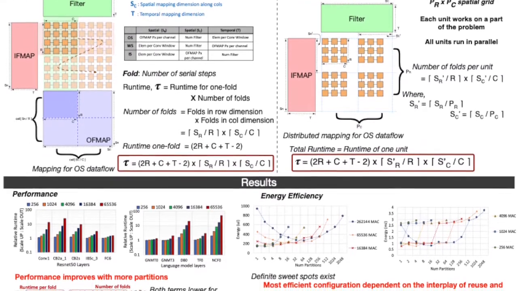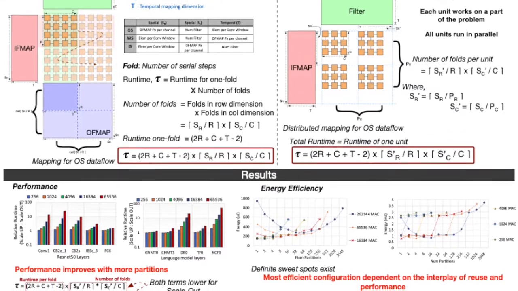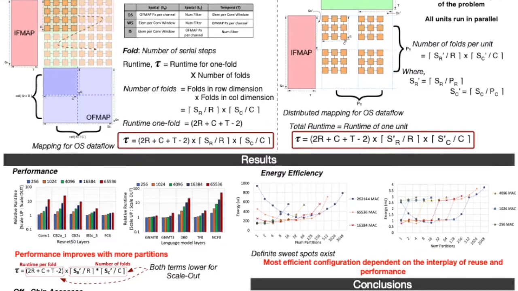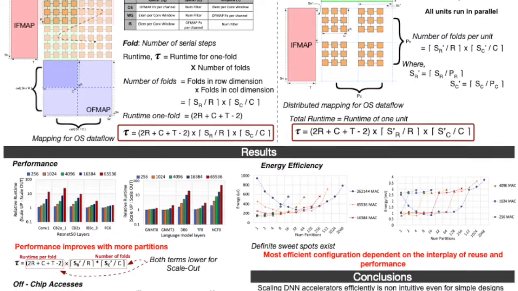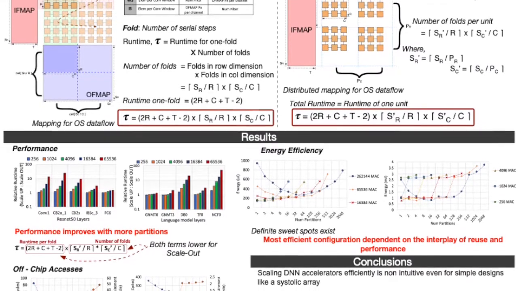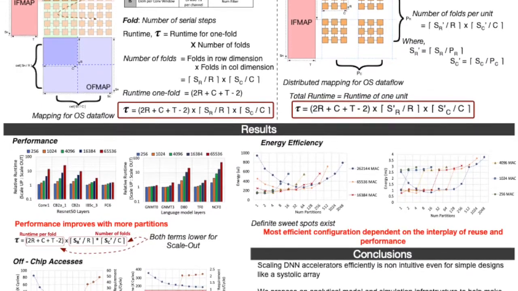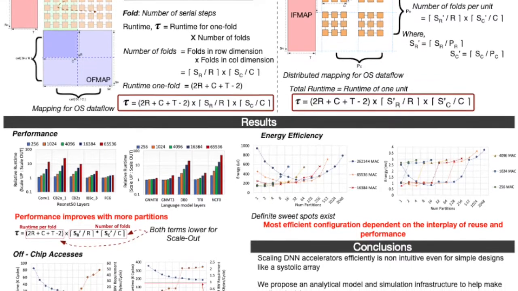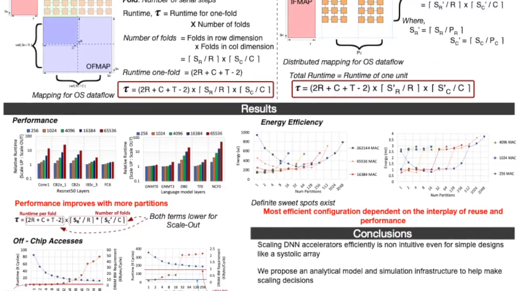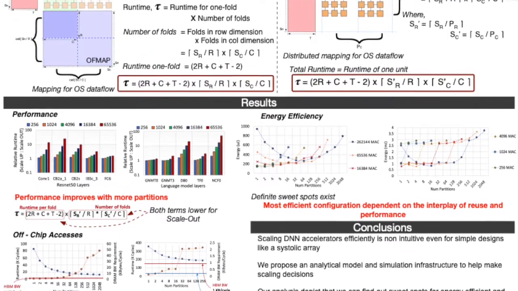The analytical model, as shown in the poster, captures the various parameters affecting the runtime for both the monolithic and the distributed system configuration. Depending upon the workload and the data flow employed, the elements mapped along the spatial and temporal dimensions of this system can vary. As a result, the pipeline delay and the serialization steps also change, which ultimately decides the runtime.